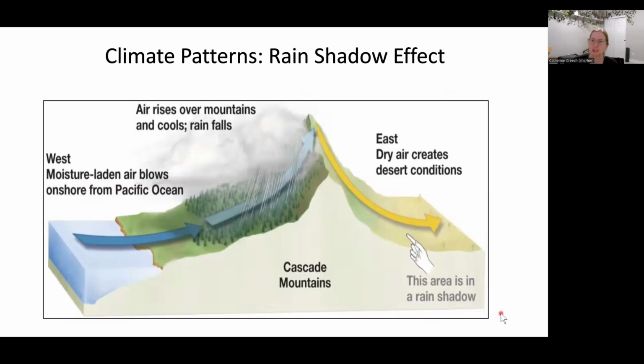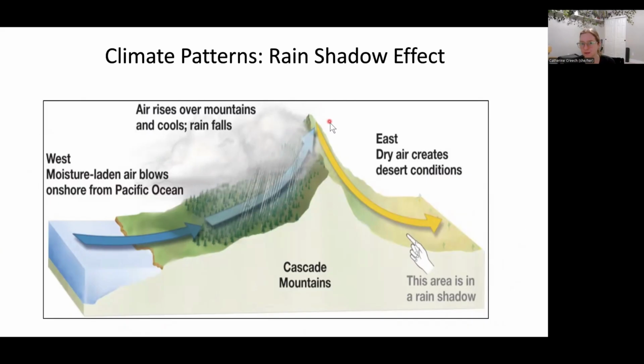We have another feature that helps affect where we get lots of rain. It's called the rain shadow effect. So here's the Cascade Mountains. Mount Hood is part of the Cascade Mountains. We have this moisture-filled air coming in from the ocean. It's going to go up the mountain. As it goes up the mountain, the water is going to cool and it's going to condense and it's going to rain out. So all of our rain is getting squeezed out as it's crossing the mountain range.